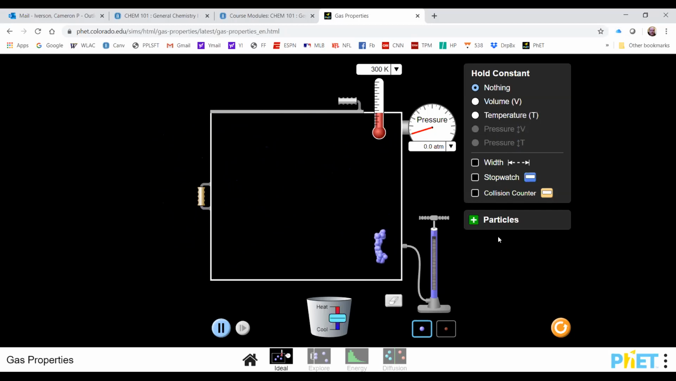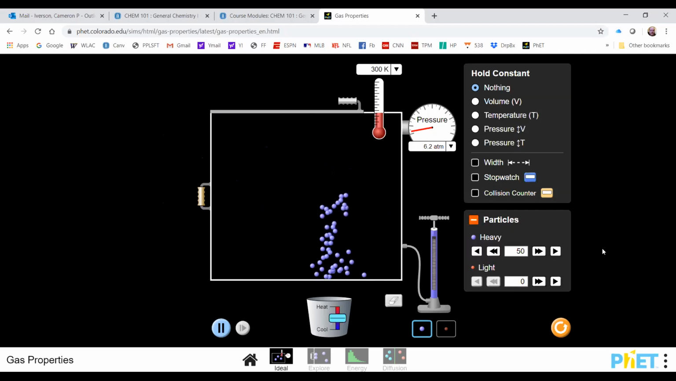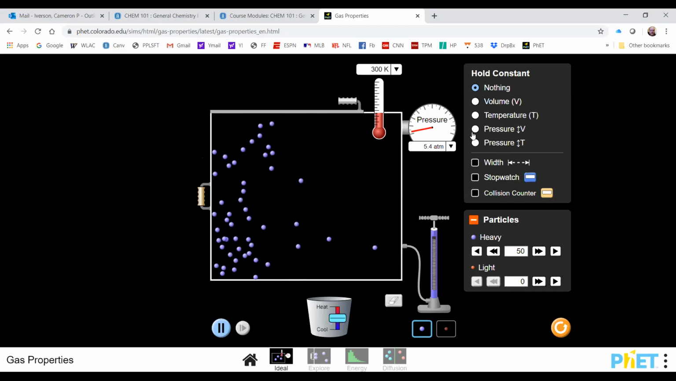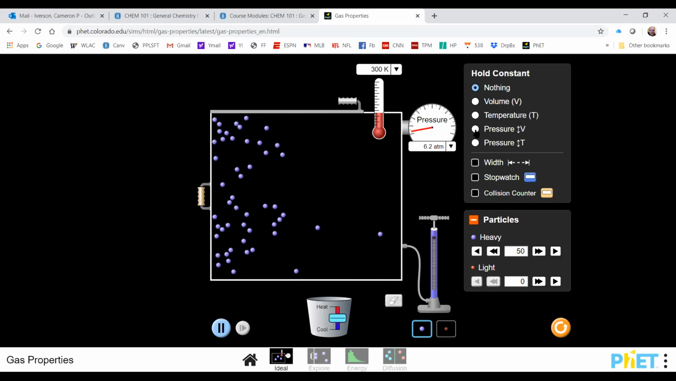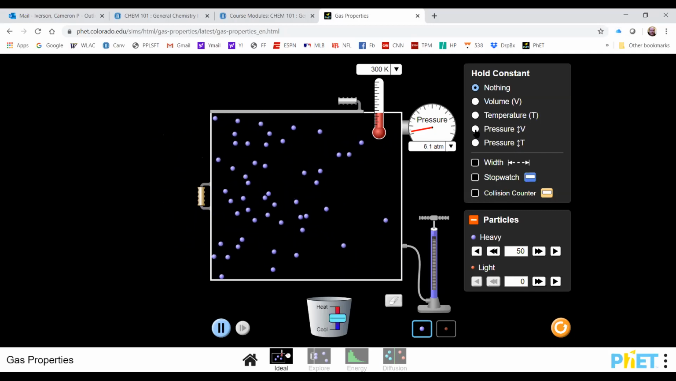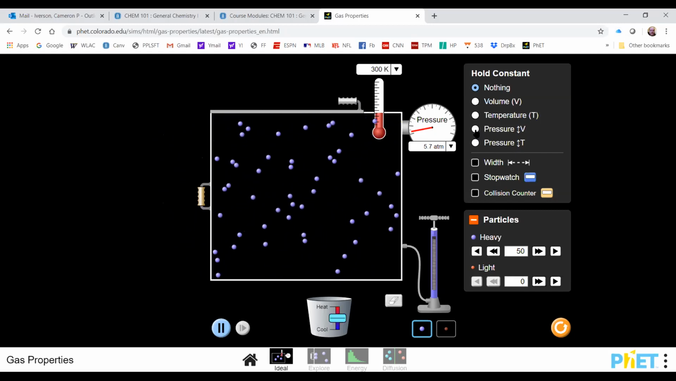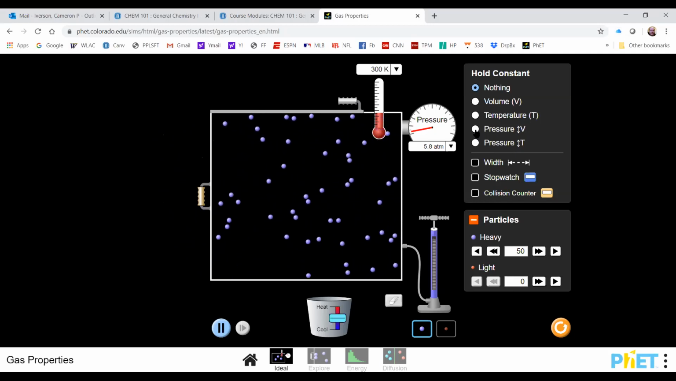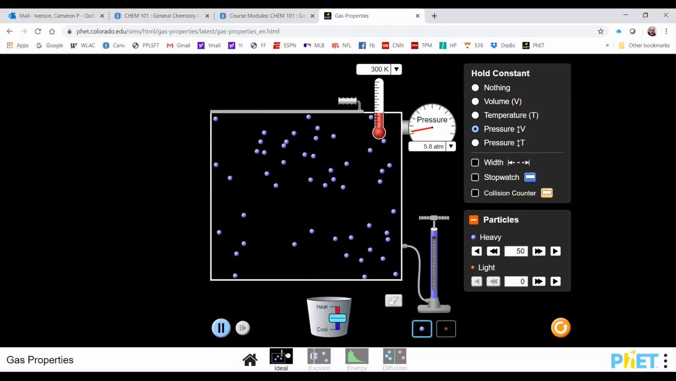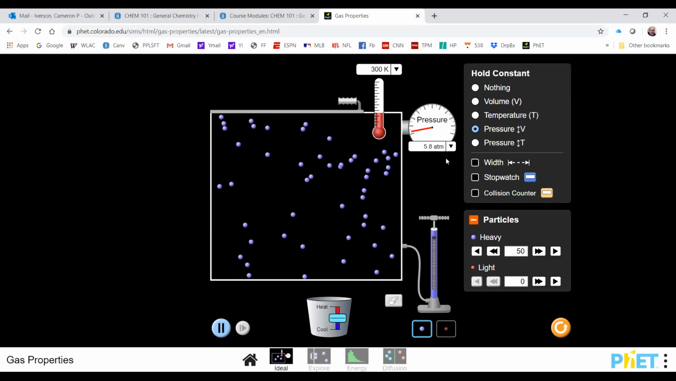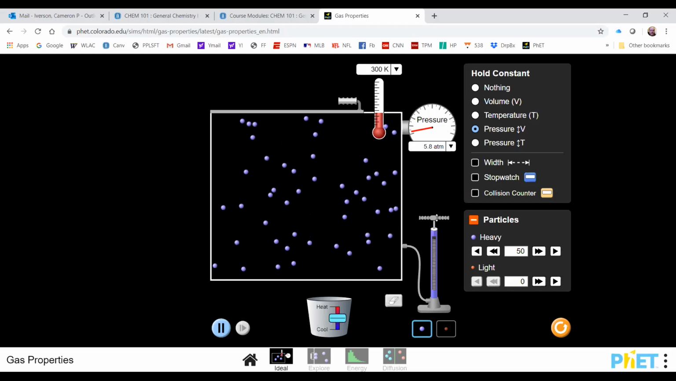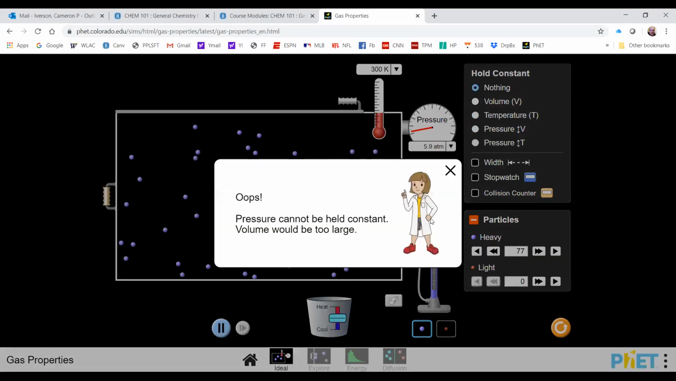Let's get our particles back in here. There we go. We're at 50 particles. Okay, we're going to let this equilibrate for just a second. We're going to hold the pressure constant after it's equilibrated, and change the number of particles. Okay, so pressure is being held constant. We're going to see how the number of particles is related to the volume.